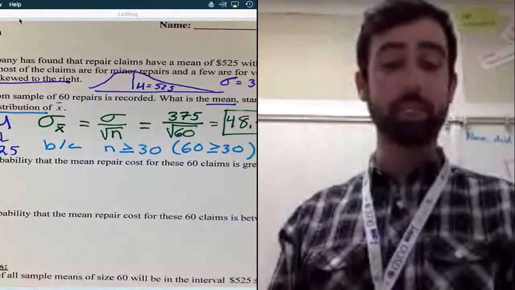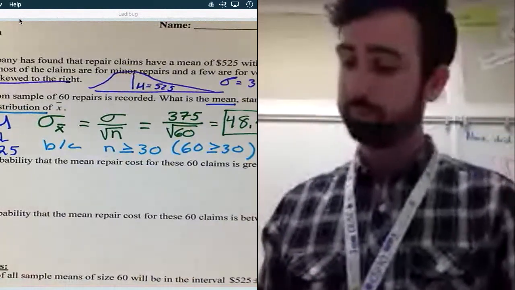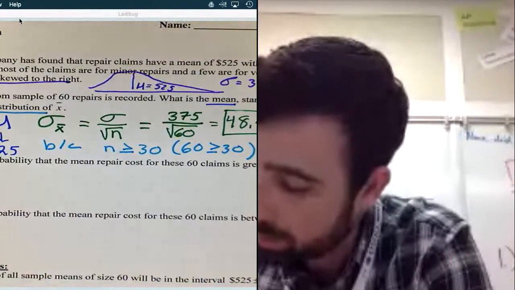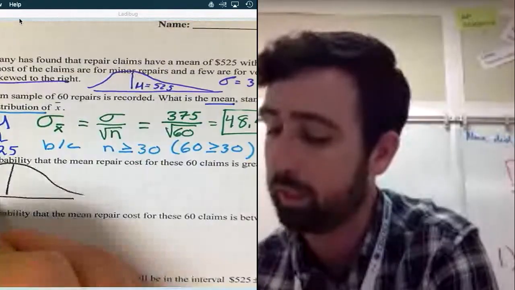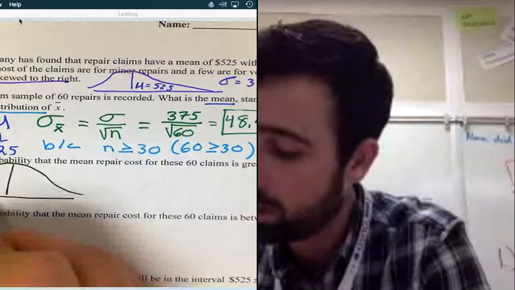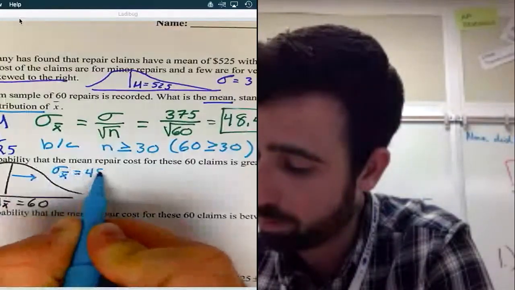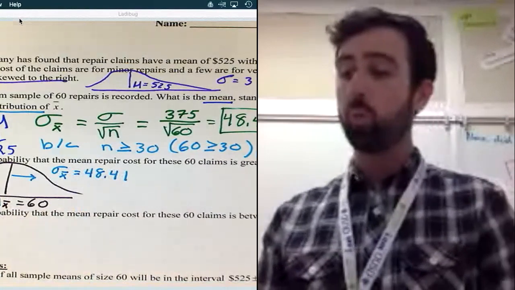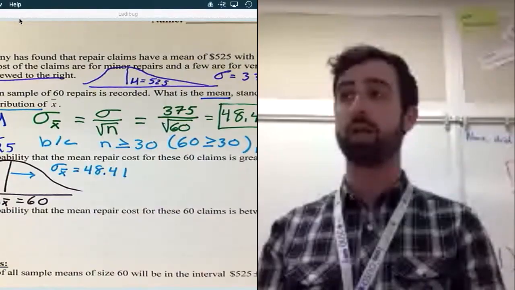Because our sampling distribution is normal, and I'm going to draw our new sampling distribution. So again, we know it's normal, and this is the average of x bar, 60. Our standard deviation of x bar, 48.41. So because this is normal, we can now answer the next question, which is what is the probability that their mean repair cost for these 60 claims is greater than 610?